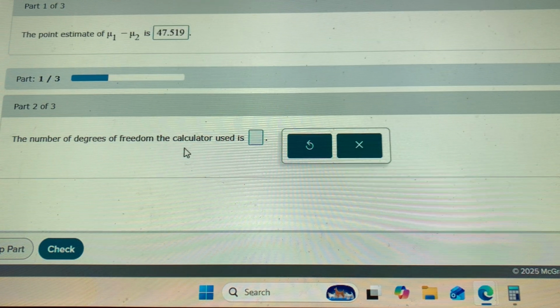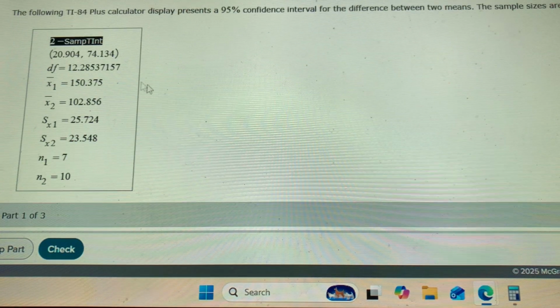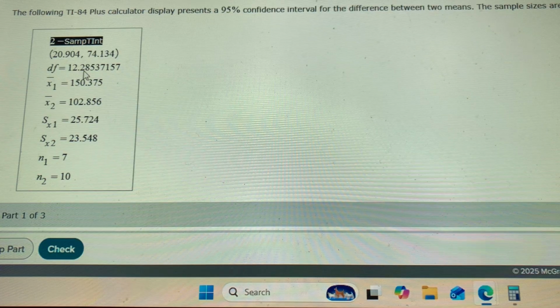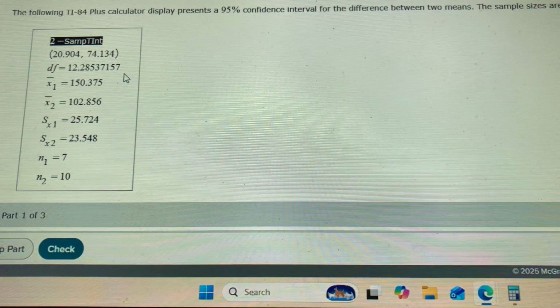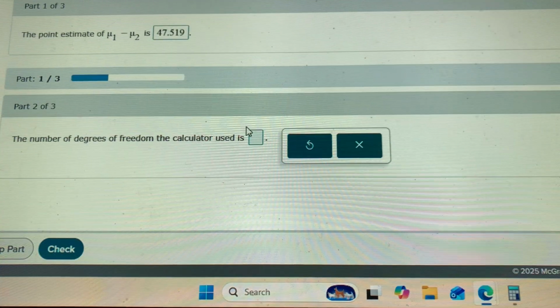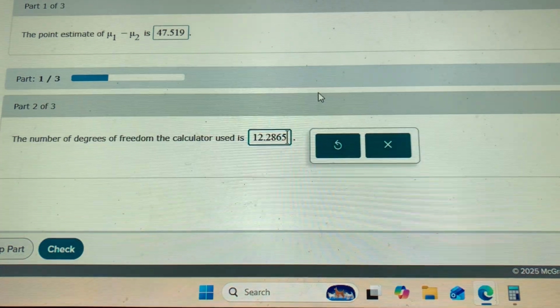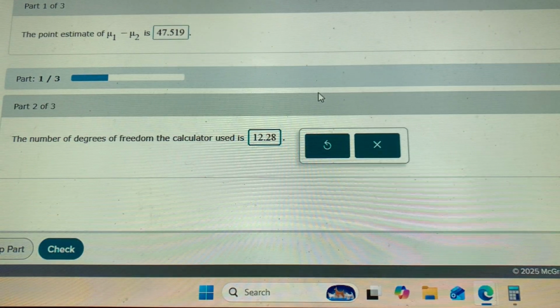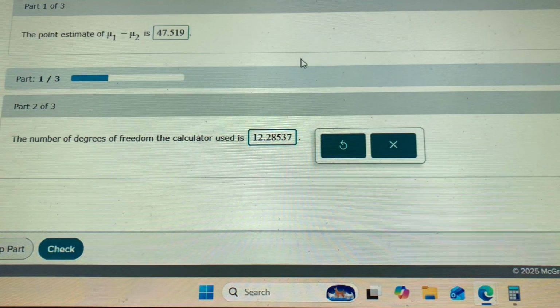How many degrees of freedom did the calculator use? It's right there, 12 point something, and I'm not sure if they want it rounded. It doesn't say, so I'm going to put the whole thing: 12.28537157. When we do these by hand, you normally don't get a decimal amount of degrees of freedom, but it's using some complicated formula, so whatever comes out, since this was provided for us, we can use that. 12.28537157.